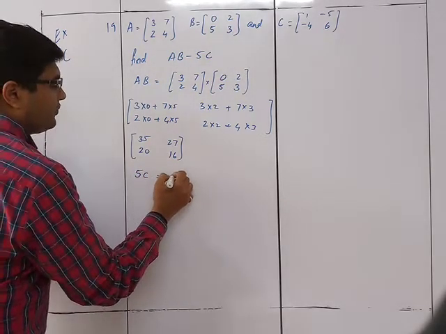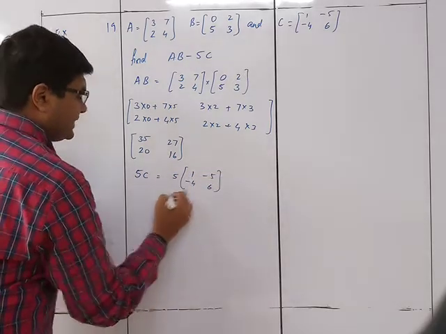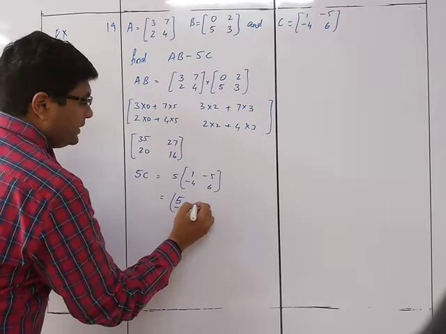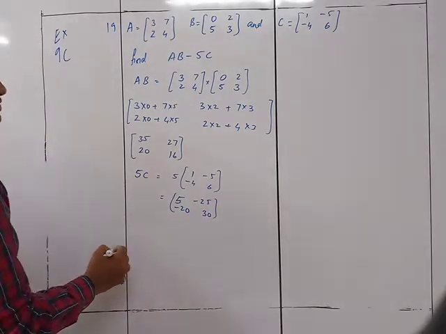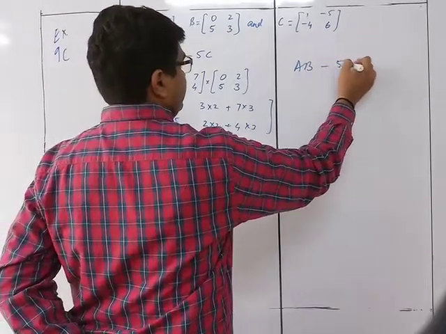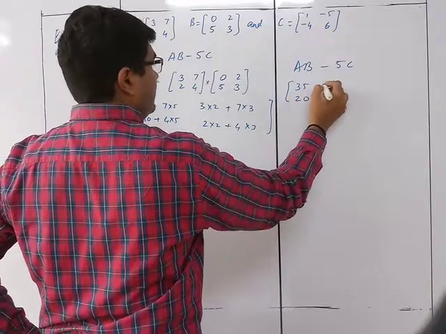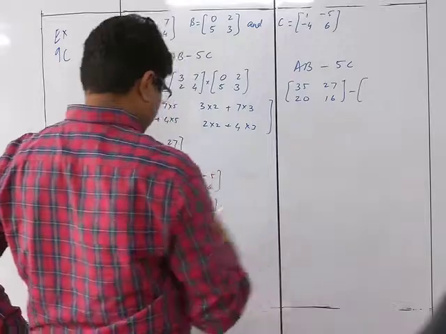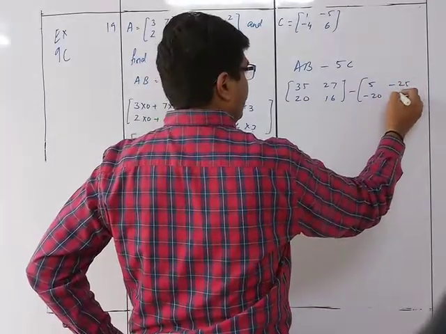The next is 5C. 5C is equal to 5 into [1 -4; -5 6]. That gives me minus 5, minus 20, minus 25 and 30. So what is asked is AB minus 5C. So AB is [35 20; 27 16] minus 5C, which is [5 -20; -25 30].